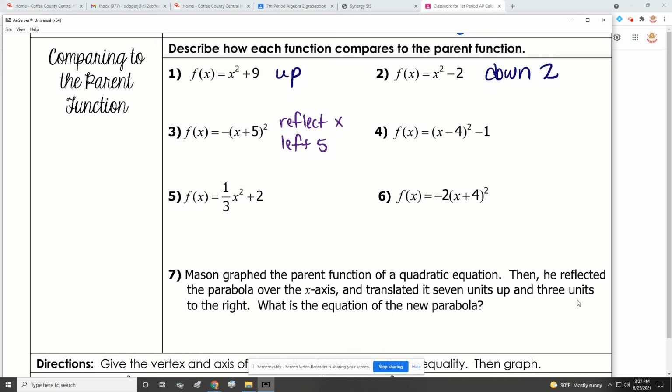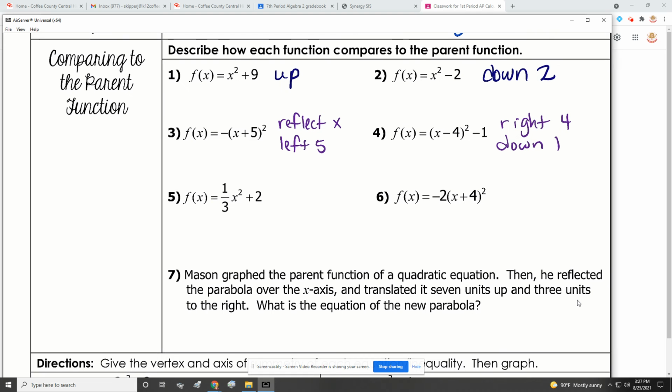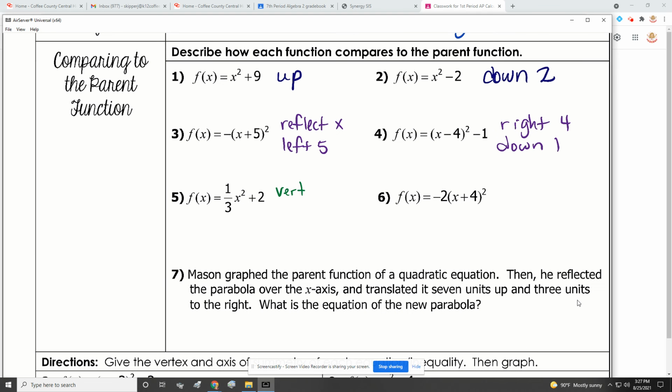Number 4 also has 2. Subtracting on the inside is going to be right 4, and subtracting on the outside is going to be down 1. Number 5 has 2 transformations. Multiplying by 1/3 on the outside is going to be a vertical compression. And then adding 2 on the outside is going to be up 2.